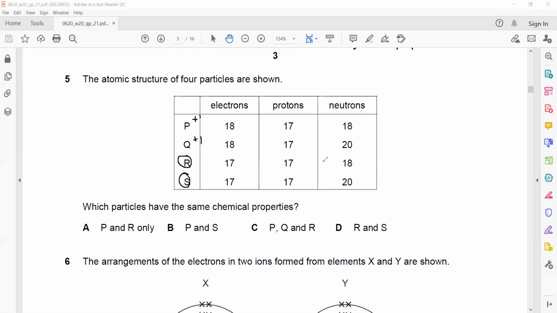And actually R and S are isotopes. They have the same atomic number but different atomic masses. So isotopes have the same chemical properties but slightly different masses. Whenever two isotopes are there, they have the same chemical properties.